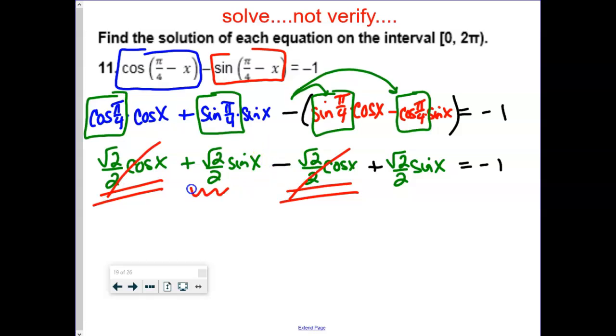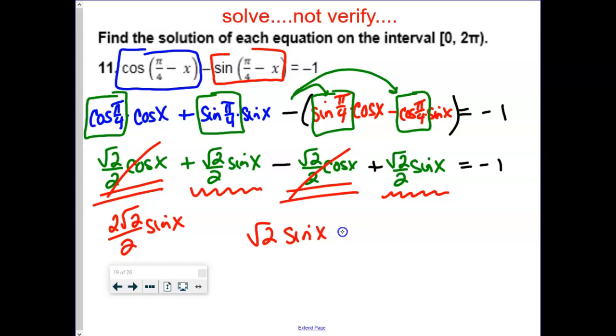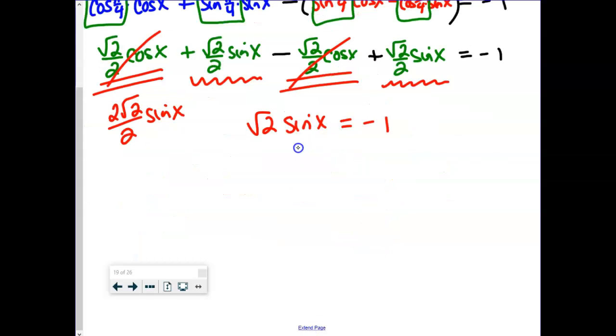And then I'm seeing square root of 2 over 2 sine plus another square root of 2 over 2 sine. So you have 2 square roots of 2 over 2 sine. Guys, what does that mean? Square root of 2. Yes. So this is the square root of 2 sine x equals -1. Looky there. Now we got an equation that belongs on yesterday's test. I need you to solve, which means in this case you have to isolate the sine function. You're going to divide both sides by the square root of 2.